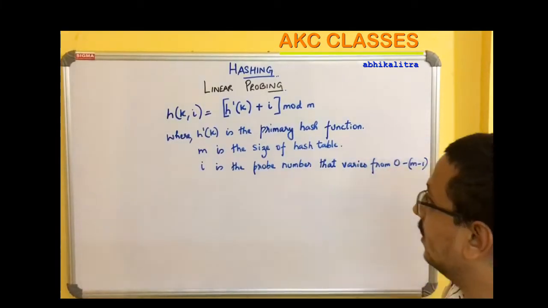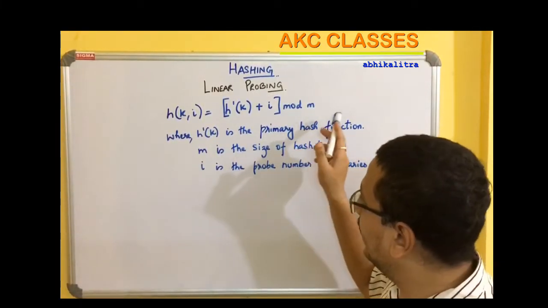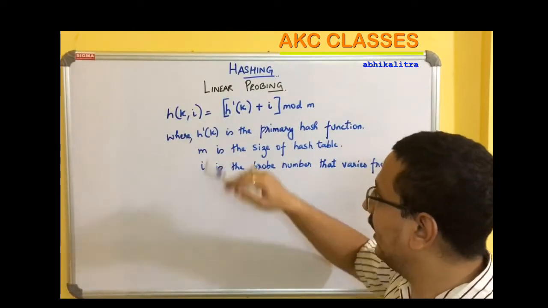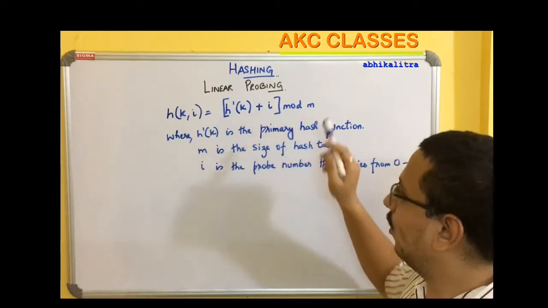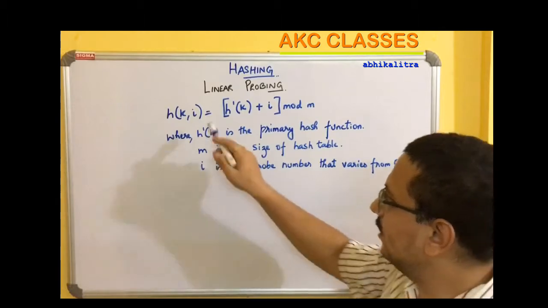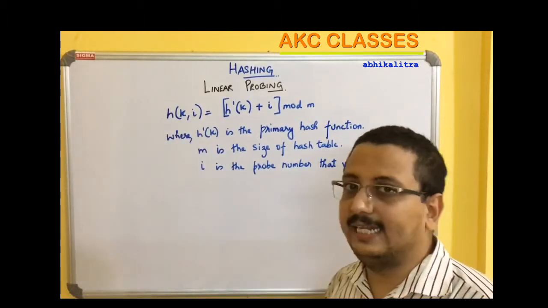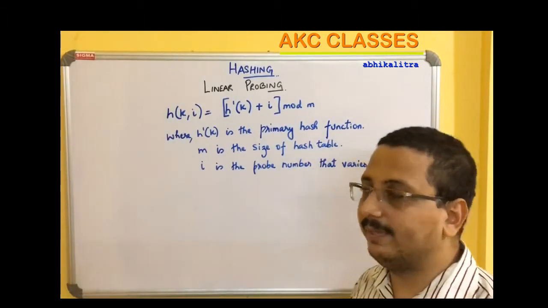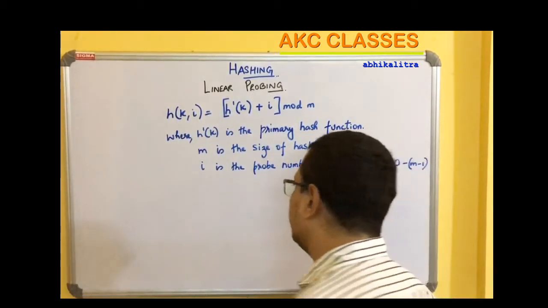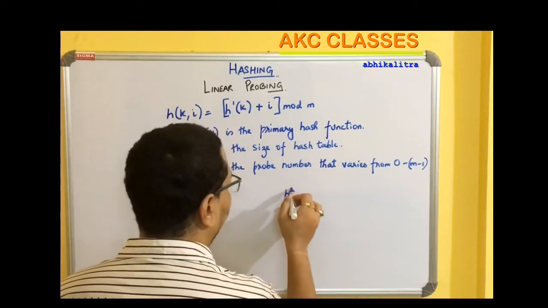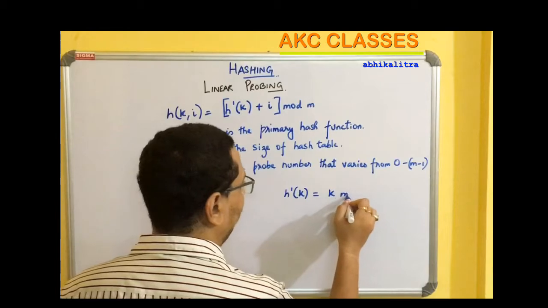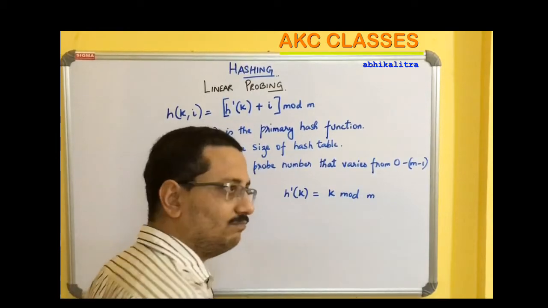So how is it done? We will understand. Over here, I've written a kind of mathematical formula, h of k comma i equals h prime of k plus i mod m. We will understand one by one what these things are. This particular hash function is a secondary hash function, right? Then what is the primary hash function? Which one is the primary hash function? This h prime k. I will consider the primary hash function to be the division function, right?